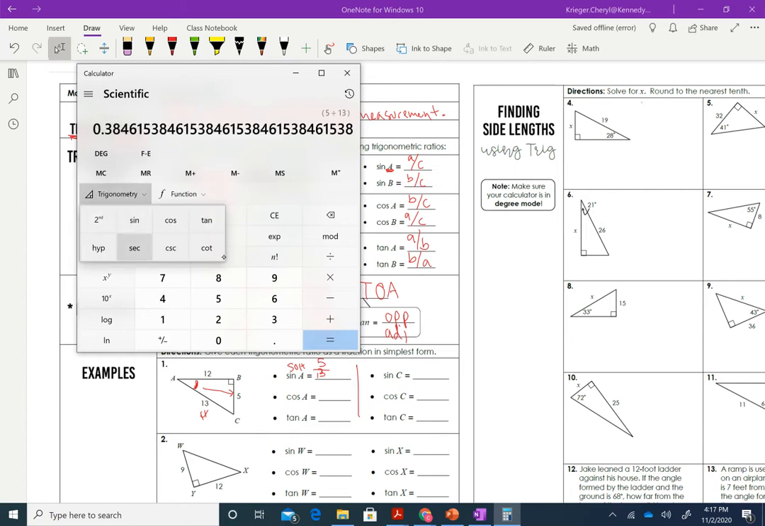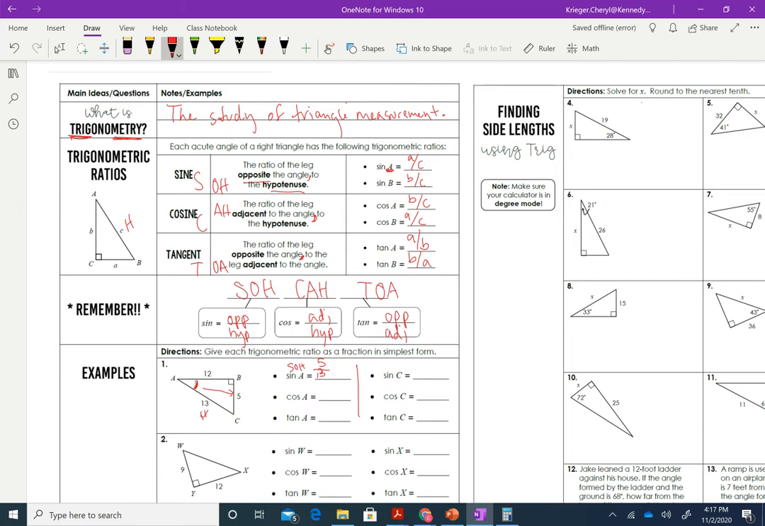I'll press inverse sine, and that angle measure is actually 22.6, which is a preview of what we're going to be learning tomorrow. So that's how this is used. Cosine is adjacent over hypotenuse. Adjacent to angle A is 12, so cosine of A is 12 over 13. And tangent is opposite A over adjacent to A, so that's 5 over 12.